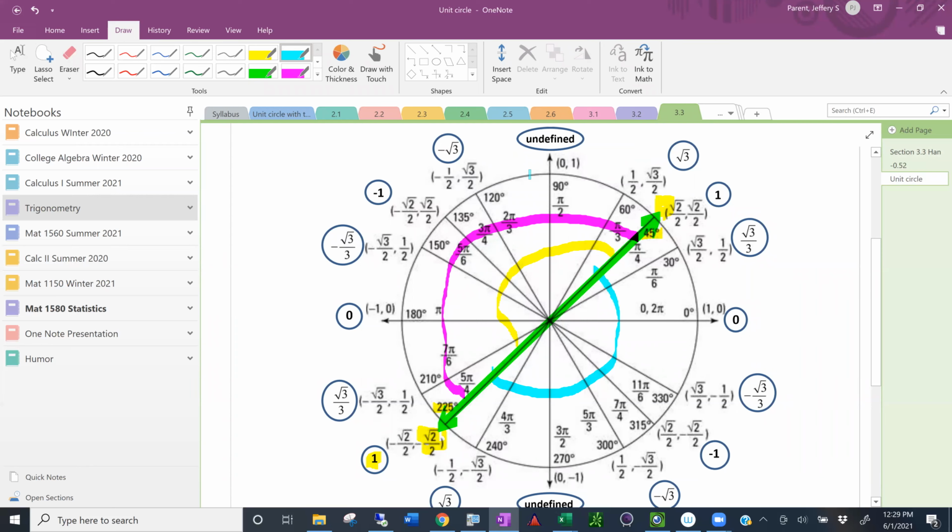Let's see. What we're looking for is places on the unit circle that have a cosine equal to 1/2. That's going to mean an x coordinate of 1/2. So where's that going to be? Pi over 3. There we go. So there's 2 places: pi over 3 right up here, and 5 pi over 3 down in the 4th quadrant. And that's it. You're done. Pi over 3 and 5 pi over 3.